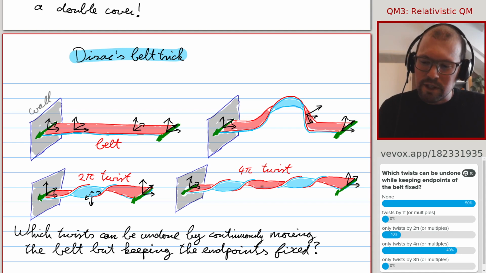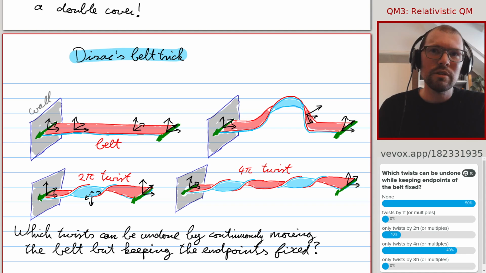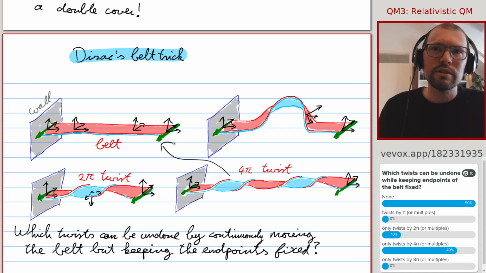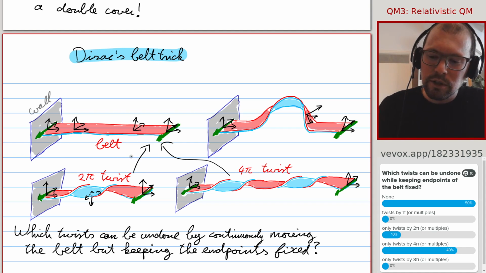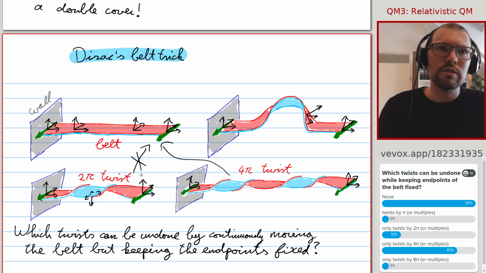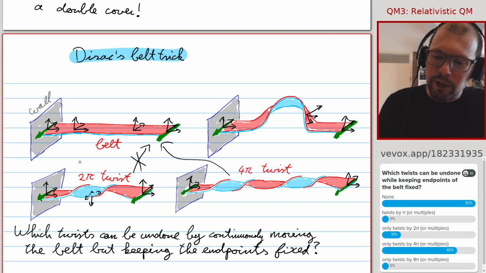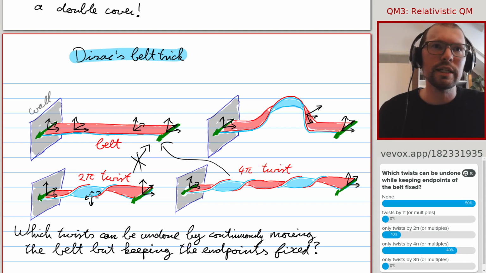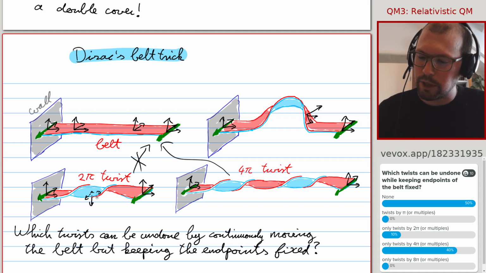And we've just seen, I've demonstrated for you that if I have a 4-pi twist, I can move the belt around to bring it back to the untwisted configuration. But it's not possible starting from the 2-pi twist. So this really demonstrates that the 2-pi twist path in the group of rotations is not contractible to the identity, the constant identity path.